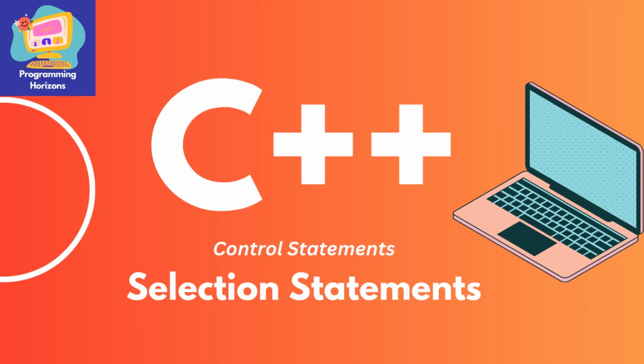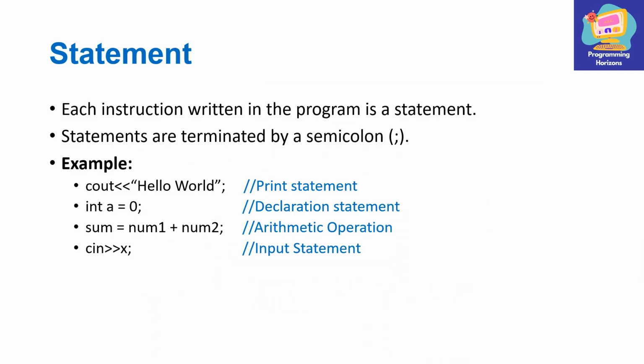In this video, you will learn about selection statements. A C++ program is made up of multiple statements. Each statement is an instruction written by the programmer to perform some kind of operation. Statements are terminated by a semicolon.